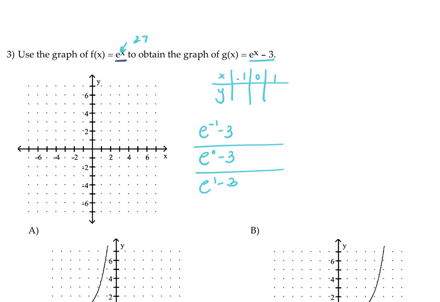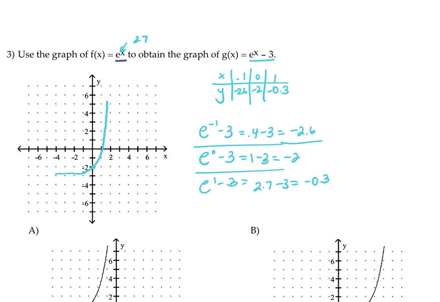So e to the negative 1 is 0.36, so 0.4 minus 3, or negative 2.6. e to the 0 would be 1, minus 3 would be negative 2. And e to the first is 2.7, minus 3 is negative 0.3. And then you're going to plot those points: negative 1 and negative 2.6, 0 and negative 2, and 1 and negative 0.3.